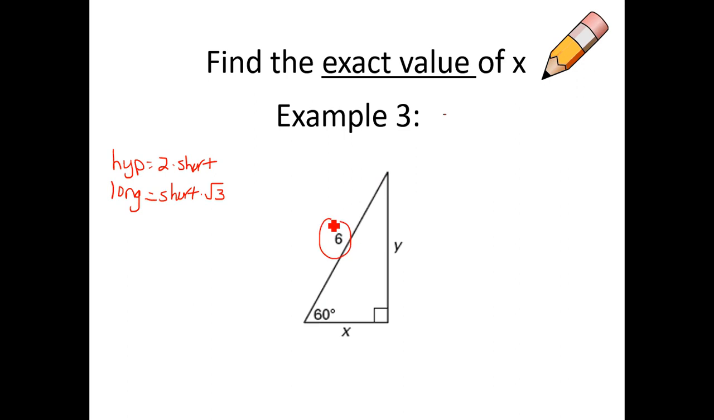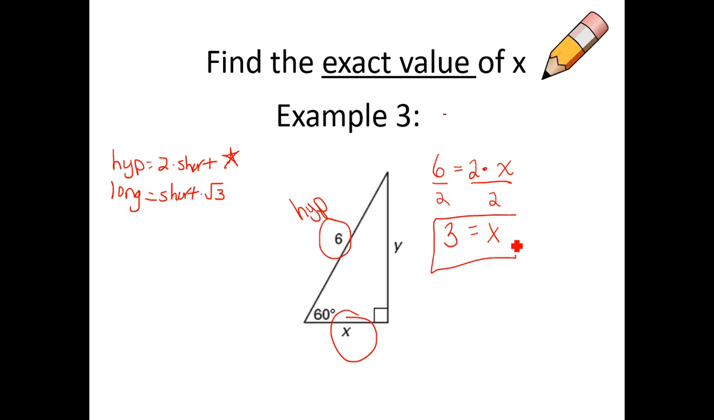We're given the 6, the hypotenuse. So I need to start with this formula because it has the word hypotenuse in it. So 6 equals 2 times the short leg. What's the short leg marked here? X, right? So x is going right there, and I would just divide by 2 to get the x alone, so I can solve for x. 6 divided by 2 is 3. So x would just equal 3.